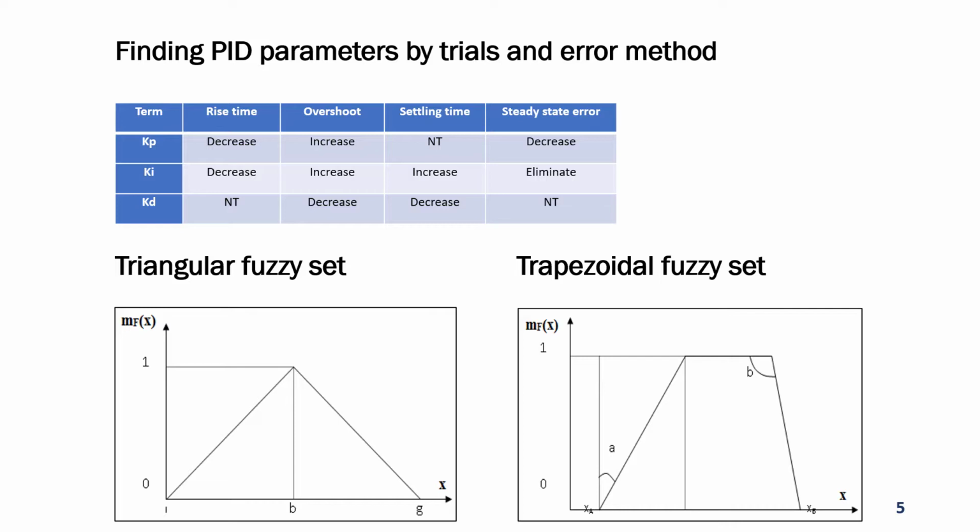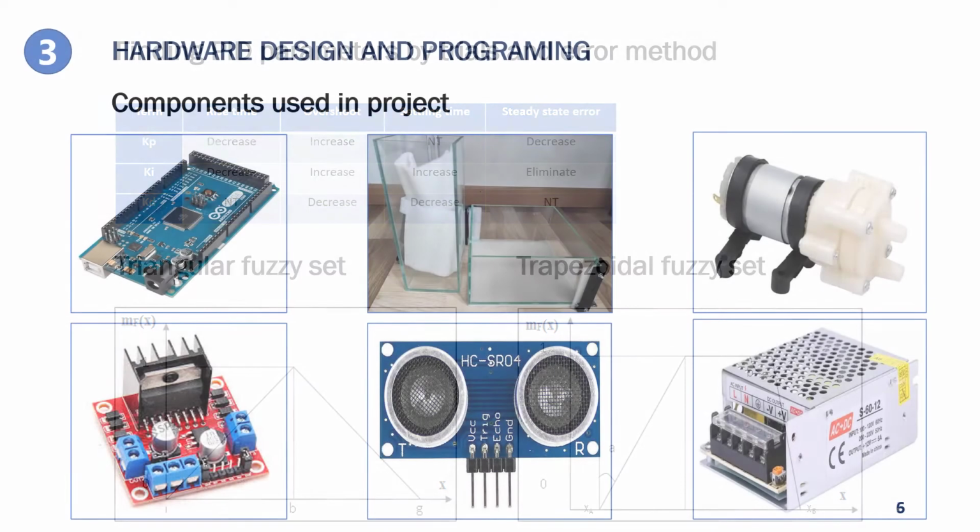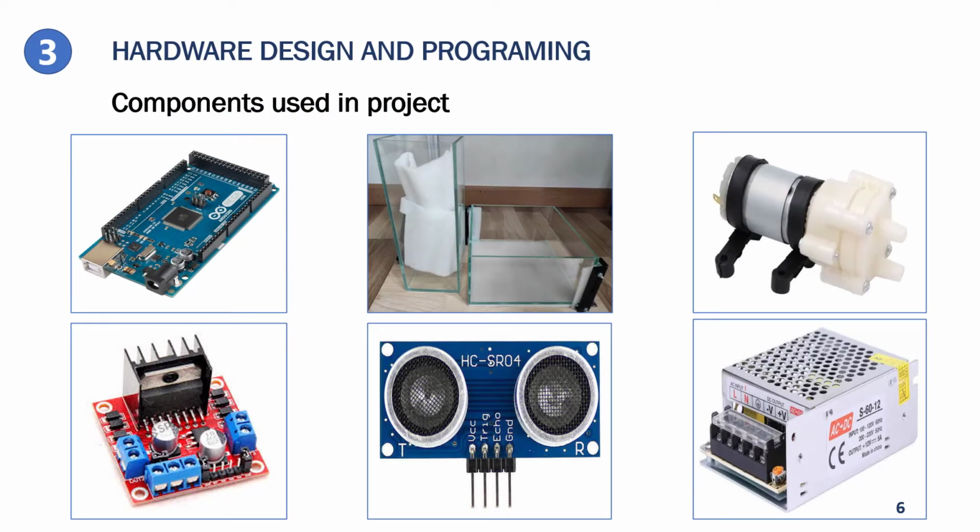And for the fuzzy logic, in this tank system we use 2 common fuzzy sets, in the form of triangle and trapezoidal. These are the main components used in the project. We have the microcontroller, the tank, the pump motor, the driver to amplify the signal to the motor, the ultrasonic sensor for detecting the level of the tank, and the power supply of the system.